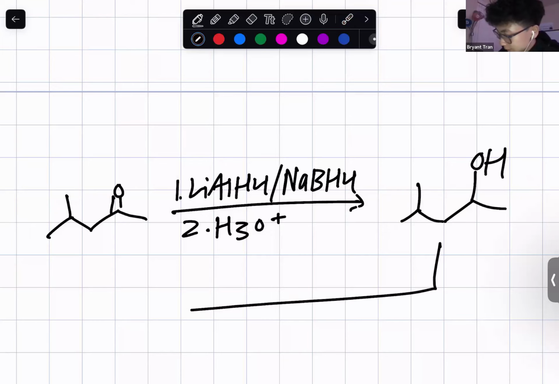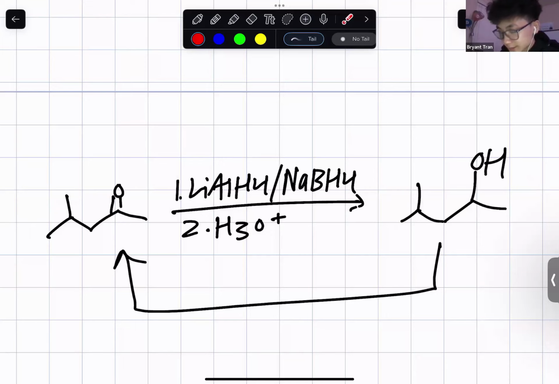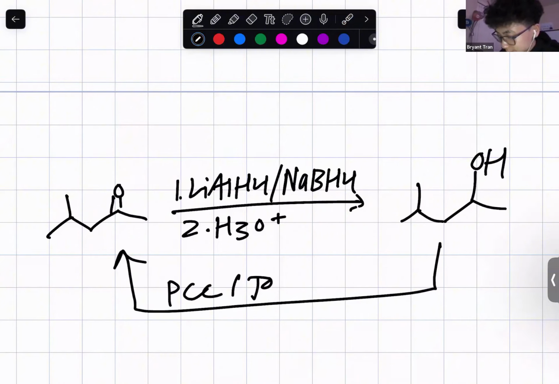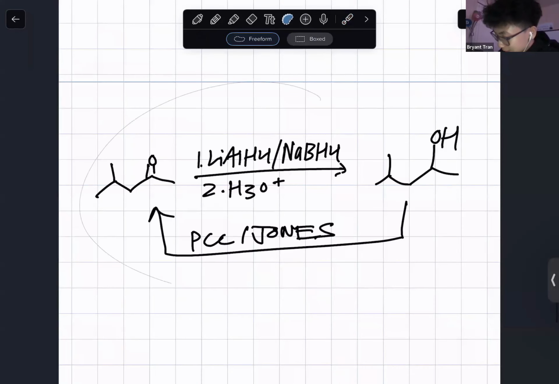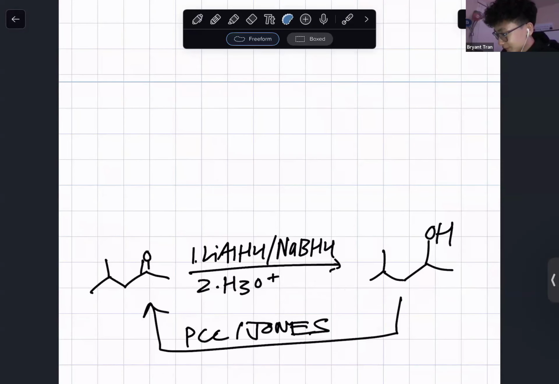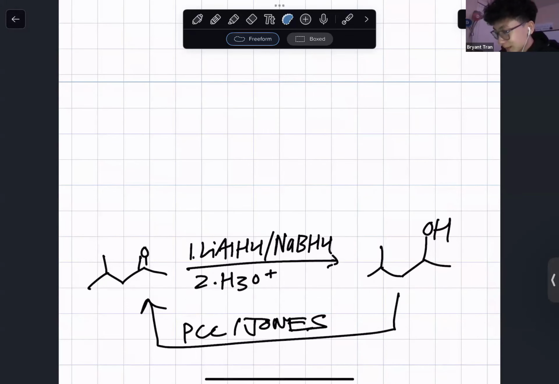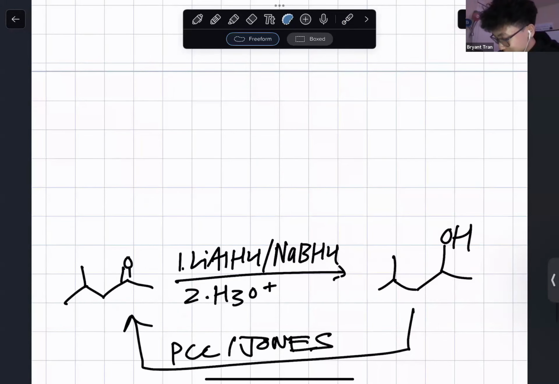Oxidation is different, right? If this is a secondary alcohol, you do need to know this for synthesis. If you want to go from an alcohol to a carbonyl, you have to oxidize it using PCC or Jones from a secondary alcohol. Let me actually just give you a primary alcohol as well, because it would matter what you do.